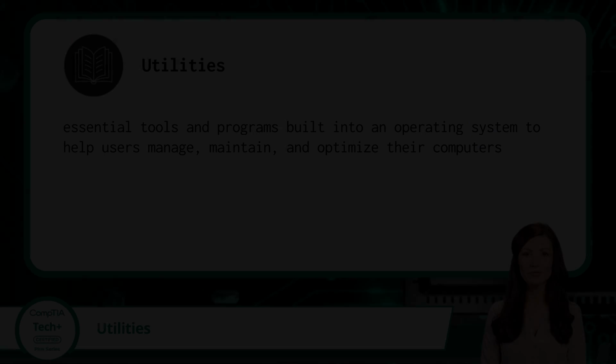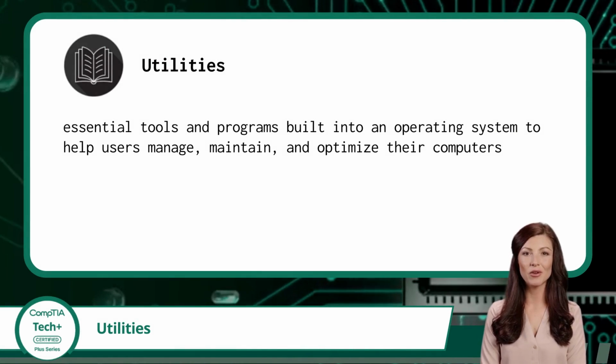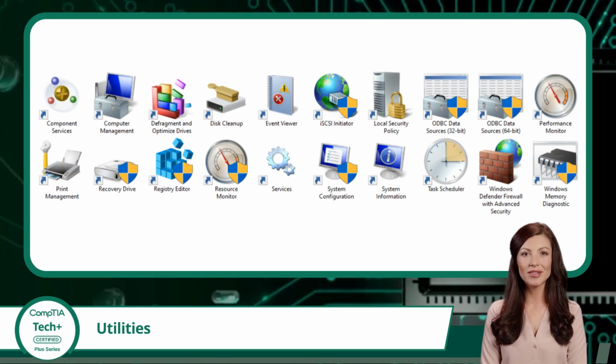Utilities. Operating system utilities are a set of essential tools and programs built into an operating system to help users manage, maintain, and optimize their computers. These utilities perform various tasks, such as file management, system maintenance, security, and more. Operating system utilities are like a toolbox for your computer. Just like a toolbox contains a range of tools that help you fix, build, and organize things, operating system utilities provide the necessary tools to manage and maintain your computer efficiently.